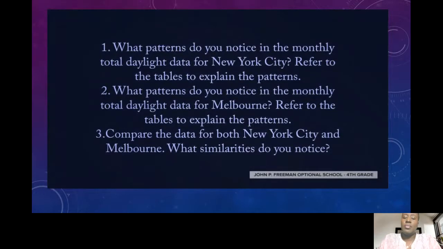One pattern in New York City was the daylight hours in the fall and winter months were shorter. The patterns I noticed in Melbourne, Australia, the daylight hours were shorter in the summer. Compare the data from New York City and Melbourne. What similarities do you notice?